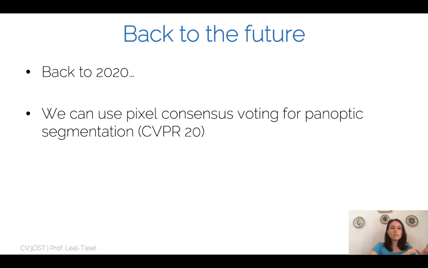So this was the method back in the past, no CNNs here. Now we come back to 2020, and we're going to present a paper called Pixel Consensus Voting for Panoptic Segmentation, which was published at CVPR 2020. So really recent research that merges this concept of voting with the modern CNN and the power of CNN feature extraction.